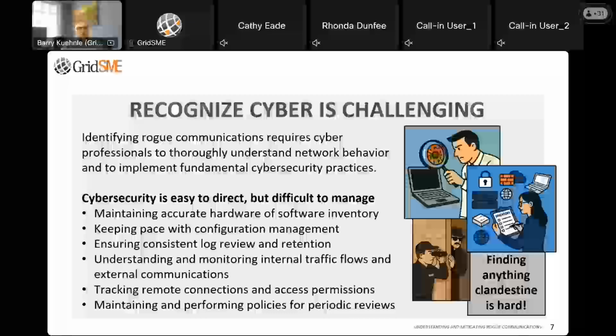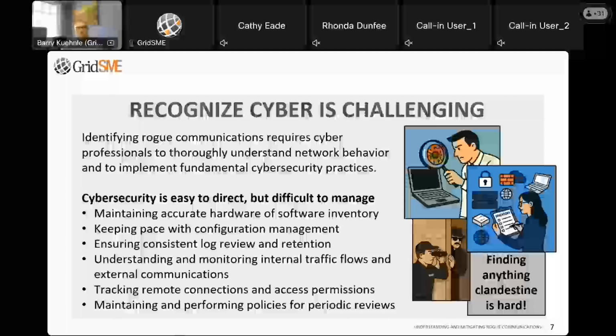So with that said, there's a number of things that you can do on a day-to-day basis with your fundamental cybersecurity practices. And I just listed a few of them here. Please do not take this list as an exclusive, complete list. It is just a few pointers here.